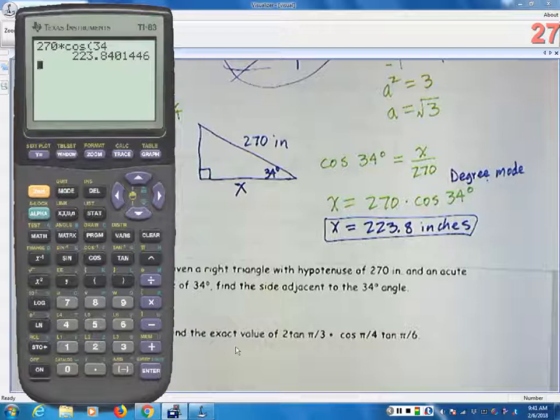What would happen if you got 350 inches? Would that make any sense? It has to be less than the hypotenuse. The hypotenuse is the longest side on the right triangle, so you cannot have something bigger. So you made a mistake. Look back at it if you have time, if you get a bigger number. That's it.